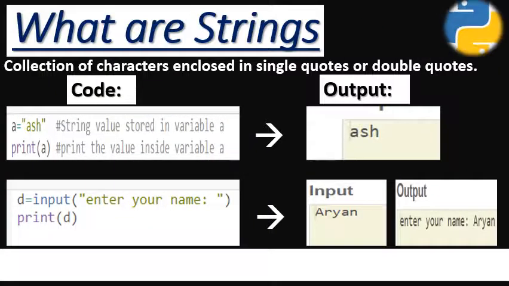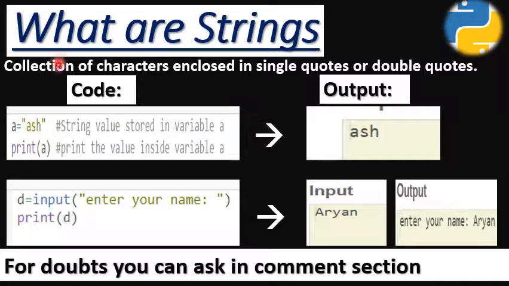Actually, strings are nothing but a collection of characters enclosed in single quotes or double quotes. It is a collection of characters forming a word, maybe meaningful or not meaningful, but it's just a collection of characters. And generally in Python, whenever I'm assigning a string to any variable, I use single quotes or double quotes. So it is just that.